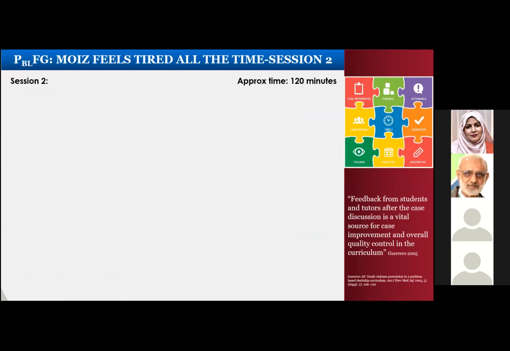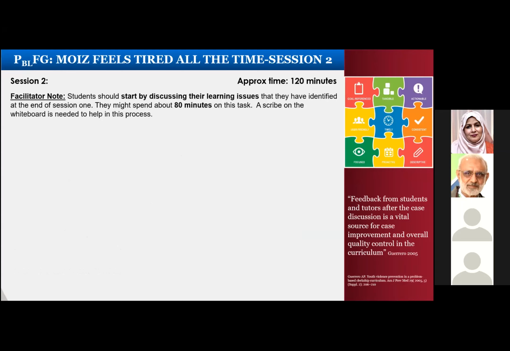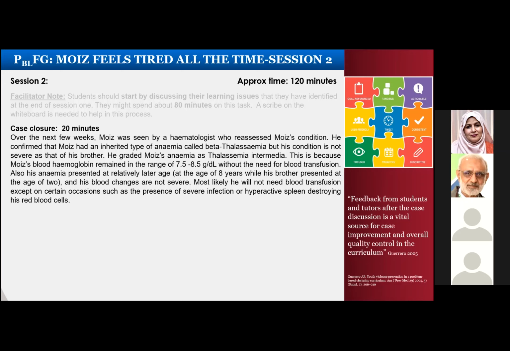The time is 120 minutes. Now you're giving the facilitator notes, you're guiding the facilitator what to do. You will tell the facilitator that the students should start by discussing their learning issues, and that should go up to about 80 minutes. Out of 120 minutes, 80 minutes they are going to spend in discussing the learning issues, and for that a scribe is needed on a whiteboard, or whatever way you are using it. So the facilitator will give this information to the students that you have 80 minutes to do this, okay? And one of you will be the scribe.